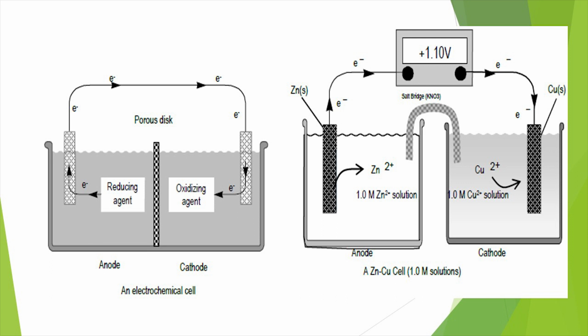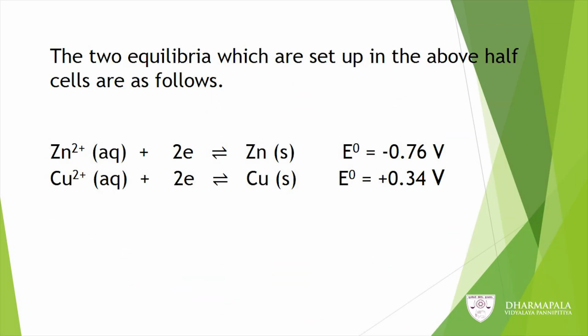Here you can compare these two electrochemical cells. See the difference between them. In the first one, there is a porous disc in between the reducing agent and the oxidizing agent. But in the second, electrolytes are separated and they are connected via a salt bridge. In the first one, the porous disc allows ions to pass through it.